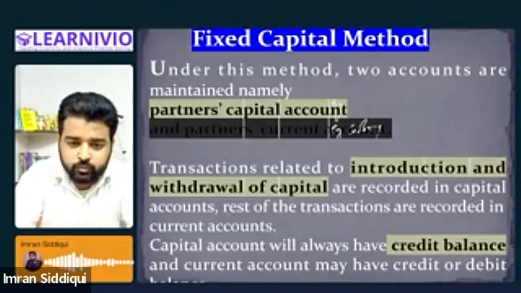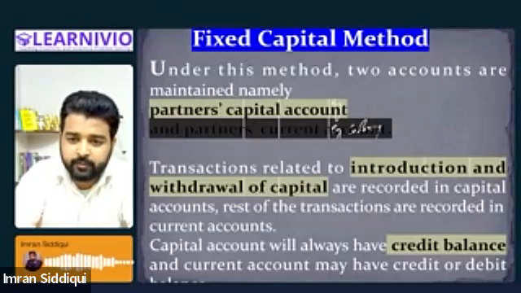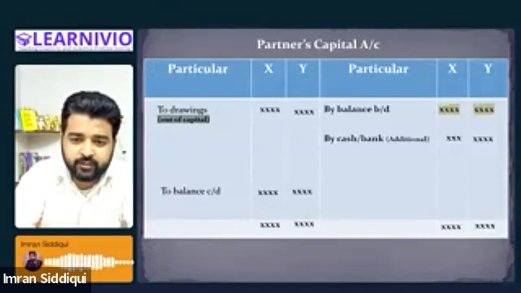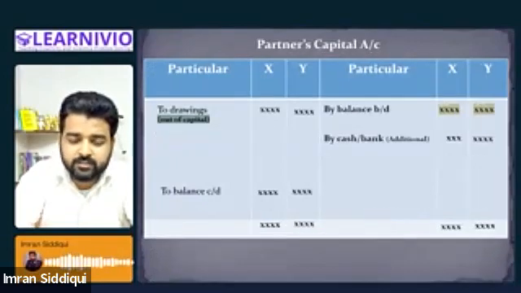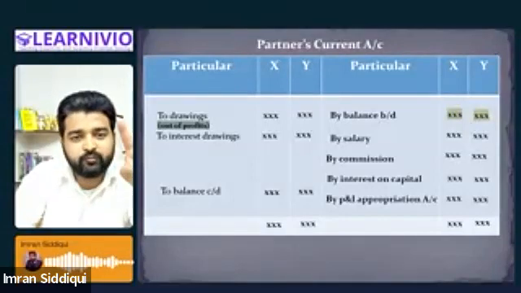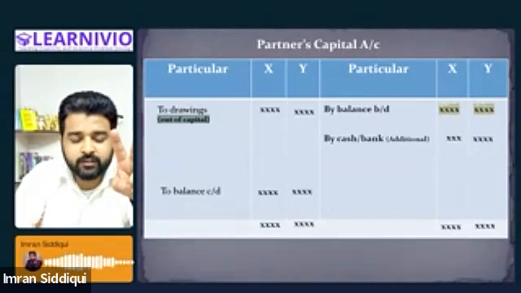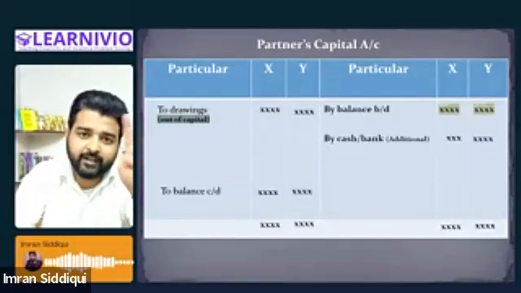If I need to show you the capital account by the fixed capital method, first of all, we'll be preparing the partner's capital account, as I told you. And then we'll prepare the partner's current account. So we have to prepare two accounts. Now, what are the components of the partner's capital account? This time, the partner's capital account will contain only four items.